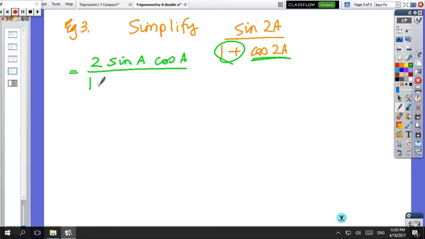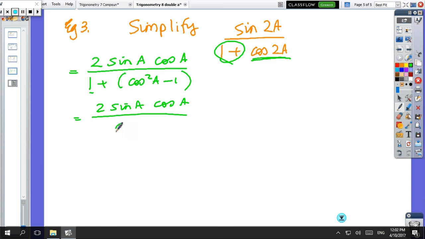So I've got 1 plus. Now, one of the variations for cos 2A is going to be 2 cos squared A minus 1. And that's the one I'm going to pick, because then the 1s are going to cancel out. So you end up with 2 sine A cos A. The 2 1s cancel out, so you end up with 2 cos squared A.